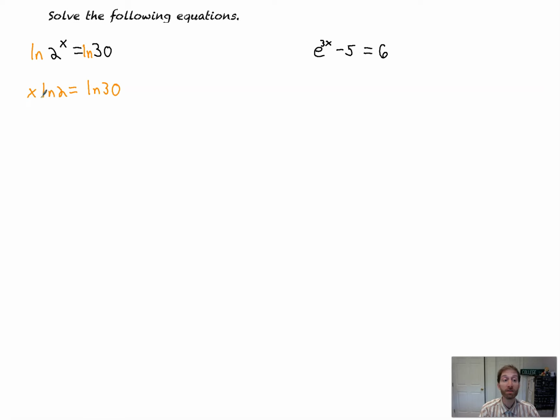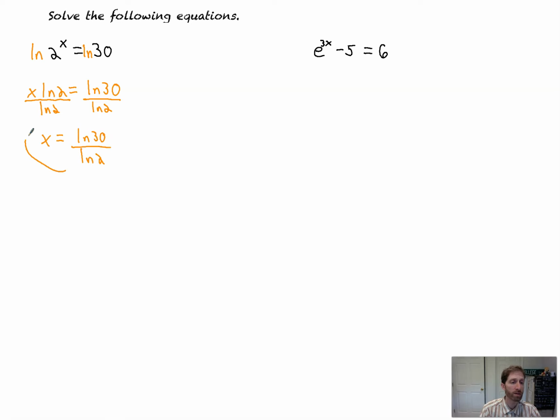And now from here, I can divide both sides by ln 2. As weird as that might look, think of this as a number times x. So if this was like 5x equals 20, you'd divide both sides by 5. It's essentially that, but with gross numbers. So I'm going to divide by ln 2, undoing the multiplication. On both sides, I must do the same operation. And that leaves me, this cancels, with x equals ln of 30 over ln of 2.